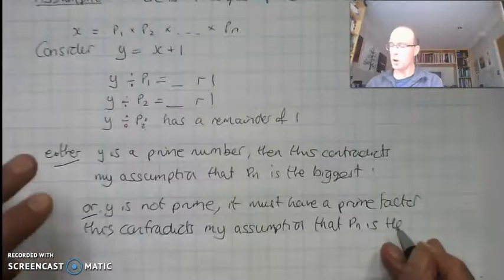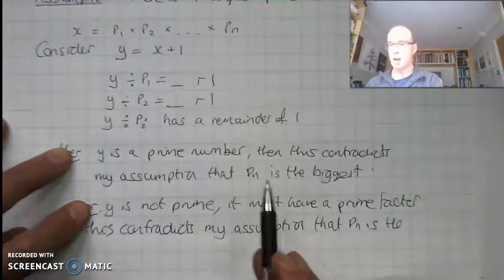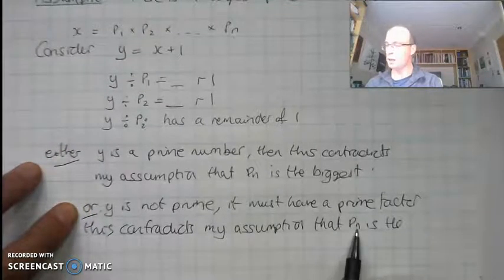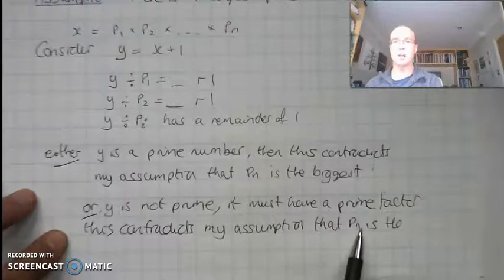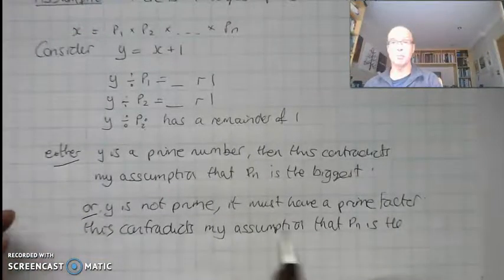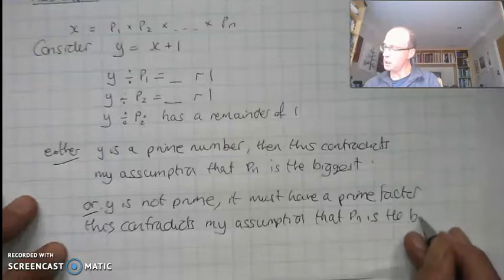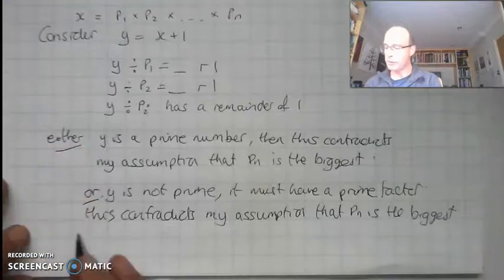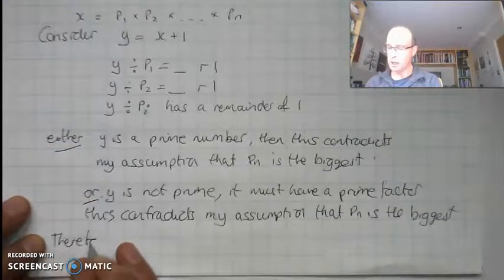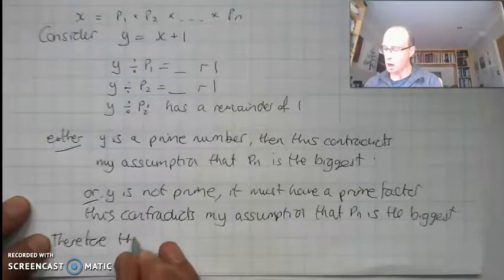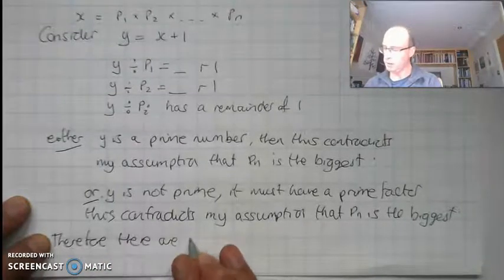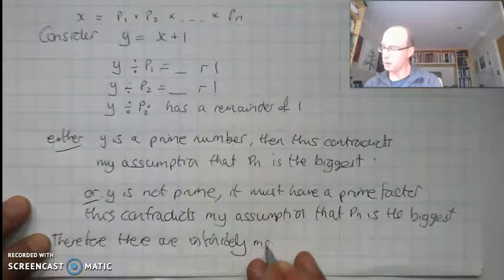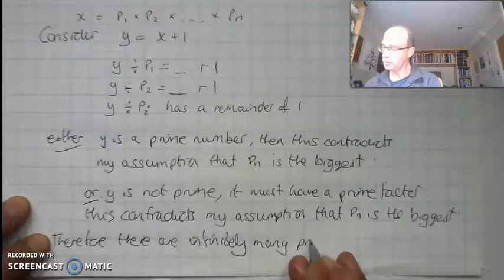So either y is prime, in which case y is the biggest prime, or y is not prime, and there must be a prime bigger than Pn that divides into it, otherwise it would be prime. So either way, we've reached a contradiction. Therefore, we can state our conclusion: there are infinitely many prime numbers.